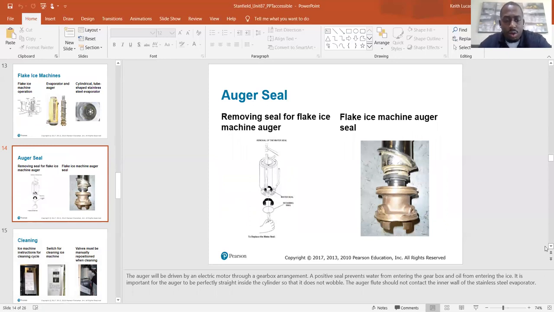Auger seal. The auger will be driven by an electric motor through a gearbox arrangement. A positive seal prevents water from entering the gearbox and oil from entering the ice. It is important for the auger to be perfectly straight inside the cylinder so that it does not wobble. The auger flute should not contact the inner wall of the stainless steel evaporator. So it should be straight. We want it to scrape the ice. We don't want it to scrape the metal. And also you want to make sure that that seal is good, because like they said, you don't want oil getting into your ice or water getting into the seal and rusting out your equipment.